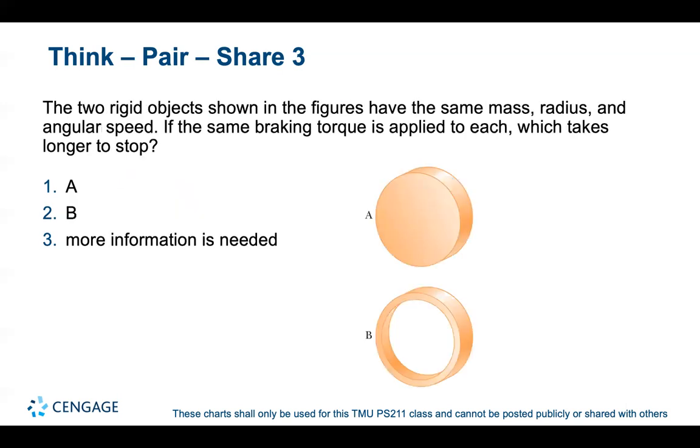Here's another question. Two rigid bodies shown in the figure have the same mass, radius, and angular speed. If the same braking torque is applied to each, which takes longer to stop? And the answer in this case would be B. The hollow cylinder has a larger moment of inertia, so it will be given the smaller angular acceleration and take longer to stop.